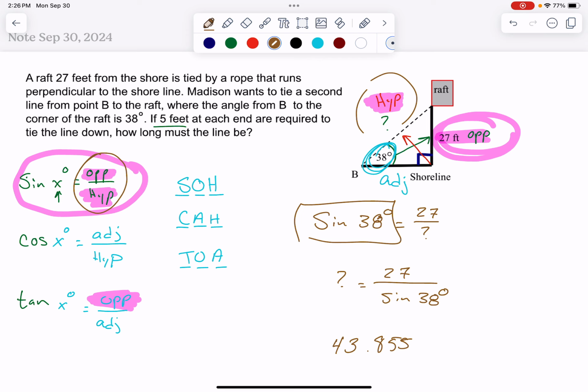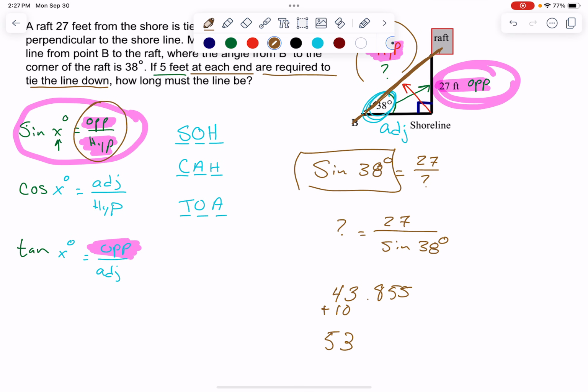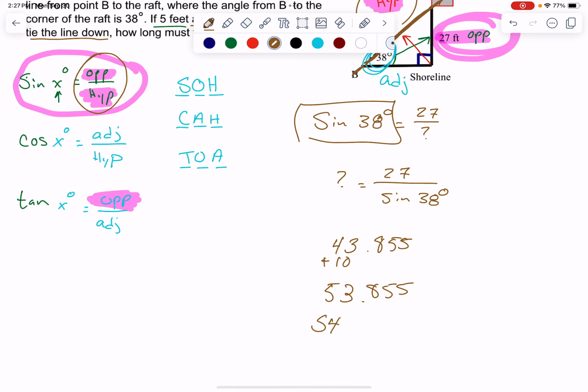So we have to say if 5 feet at each end are required to tie the line down, how long does it need to be? So it has to be 43.855 here. Then you need to add about 5 feet on that side, add about 5, so let's add 10 more feet. So it needs to be 53.855 or approximately 54, depends on where you want to round. But this is approximately 54 feet.